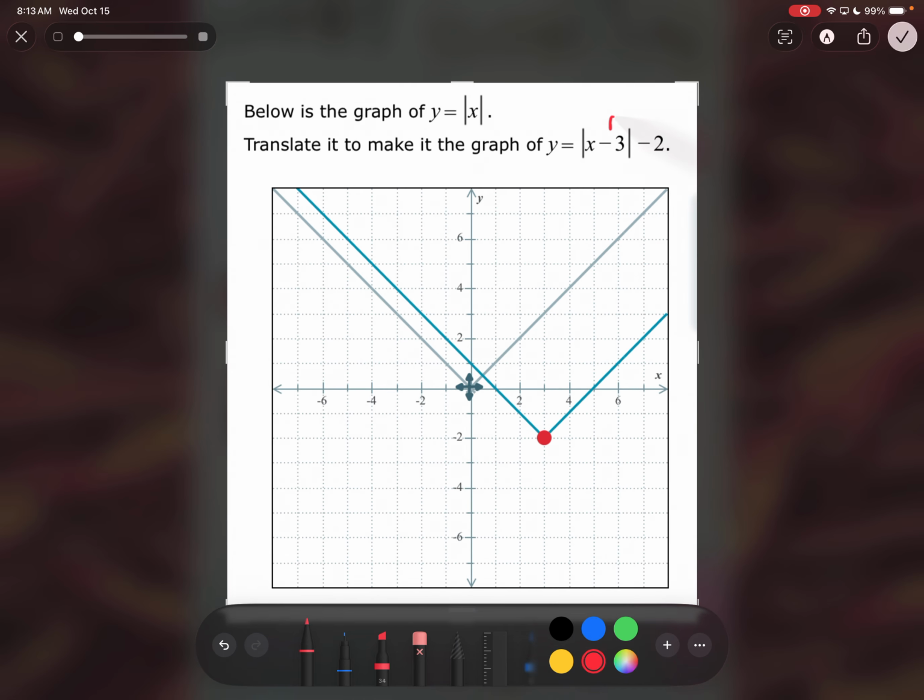So this one moves it to the right 3, and this one moves it down 2. So we just go to the right 3 and down 2. Hopefully I kept the transformations easy on the test, or easy-ish.